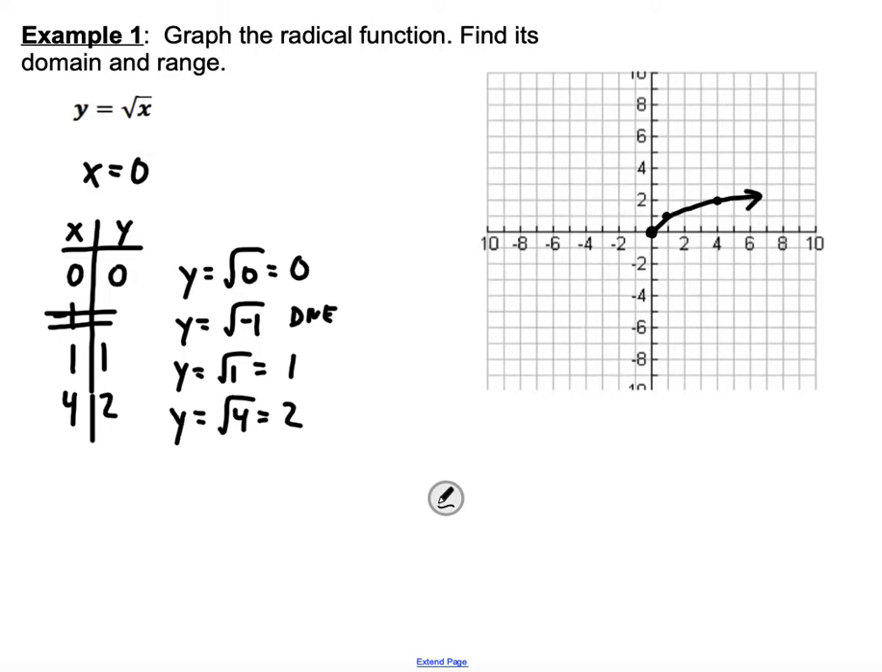And it's supposed to be looking like half of a sideways parabola. All right. We're also supposed to find the domain and range. So if you know domain and range, for domain, you have to look left to right. You have to look at the x values.